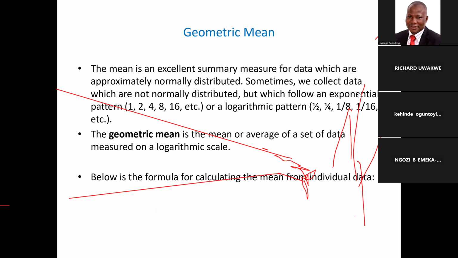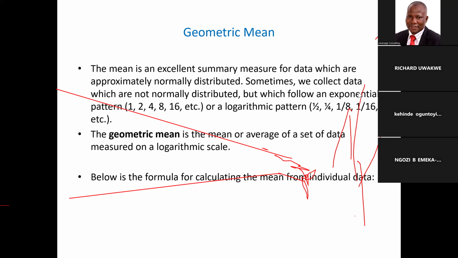Now, geometric mean. Well, this one has been in my slide when I did the workshop also. So this means an excellent summary measure for data which are not approximately normally distributed. Sometimes we collect data which are not normally distributed. All these things we just talked about are good for normally distributed data, especially the mean. But if you are dealing with something that is not normally distributed naturally, it's not as if there is an outlier.